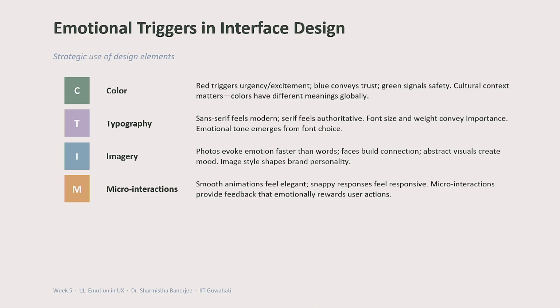So the emotional triggers can be created using color, typography, the imagery that you are using, and the micro interactions. Micro interactions are basically small smooth animations, so they do not form part of the main product, but they increase the satisfaction. Let's say you press the like button and there is a small animation which happens as a result of it. That is a micro interaction.